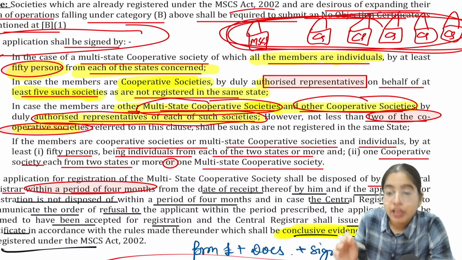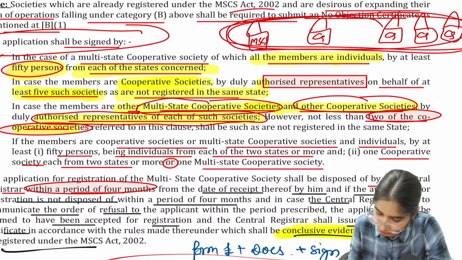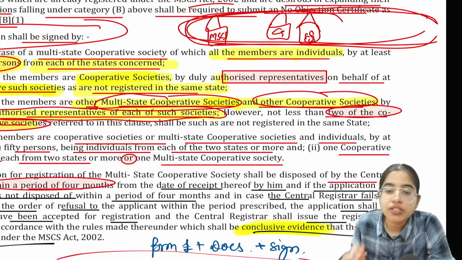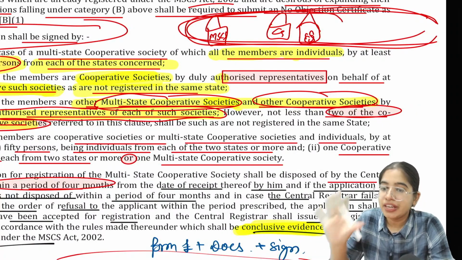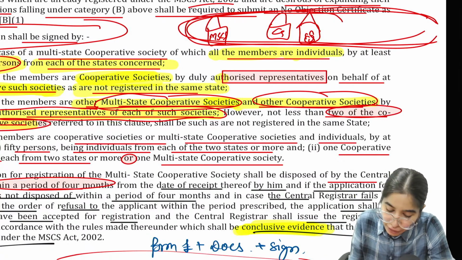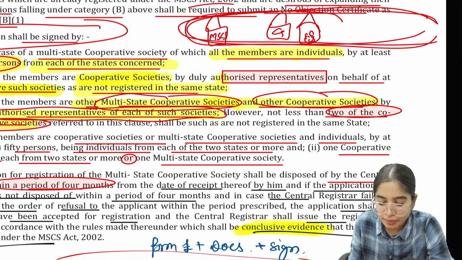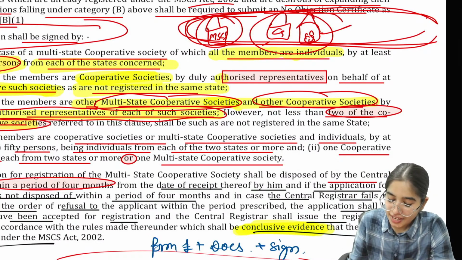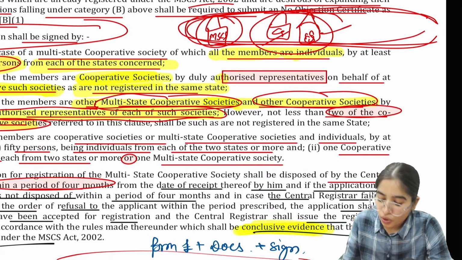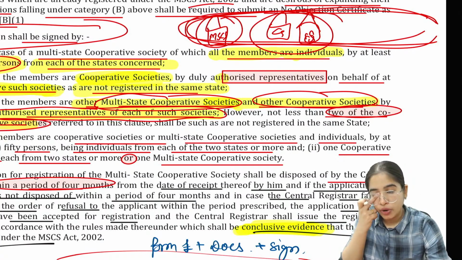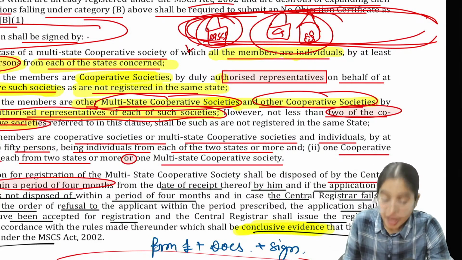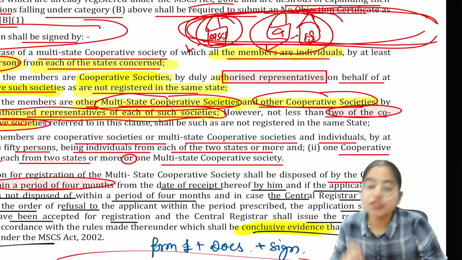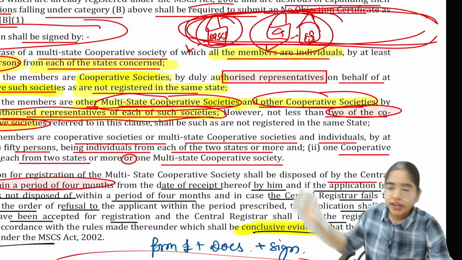If only cooperative societies are making an MSCS, then we need 5 cooperative societies. However, if one MSCS and 2 cooperative societies are making another MSCS, can they do so? The answer is yes. In case of an MSCS, only 2 cooperative societies' signs are enough. So here one point is given: can one MSCS and one CS, which means one multi-state cooperative society and one cooperative society, form a joint multi-state cooperative society?